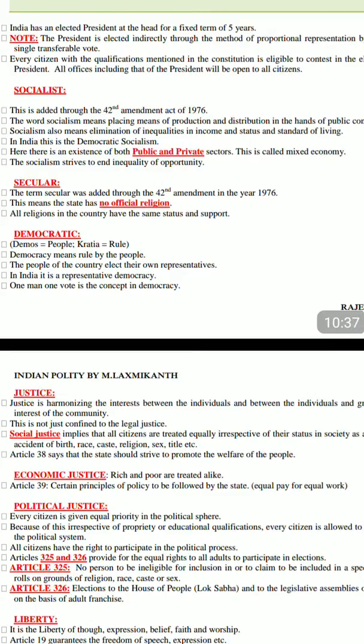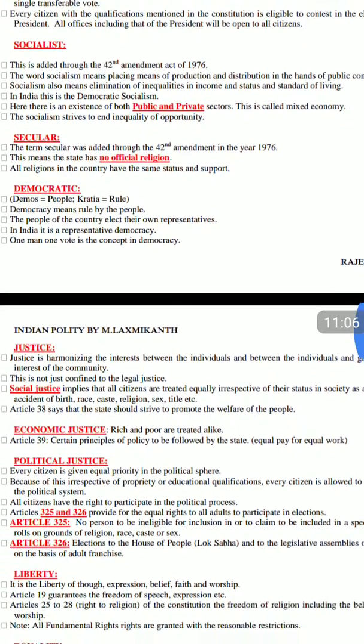The term secular was added through the 42nd Amendment of 1976. It means the state has no official religion. All religions in the country have the same status and support. Democratic: demos means people, kratia means rule; democracy means rule by the people. The people of India elect their own representatives. In India, it is a representative democracy. One man, one vote is a concept of democracy.